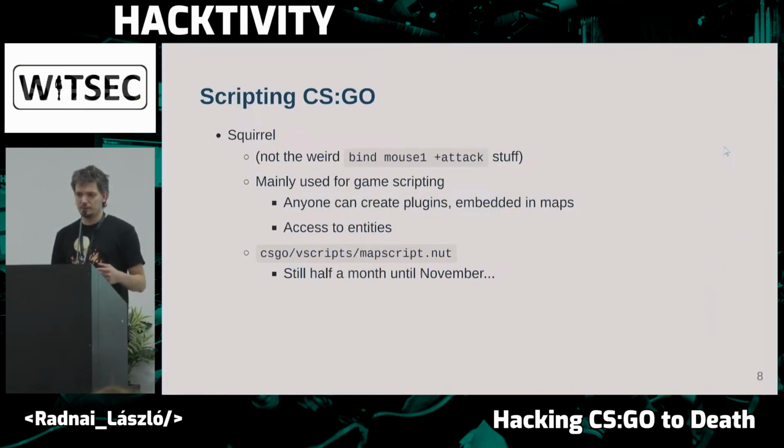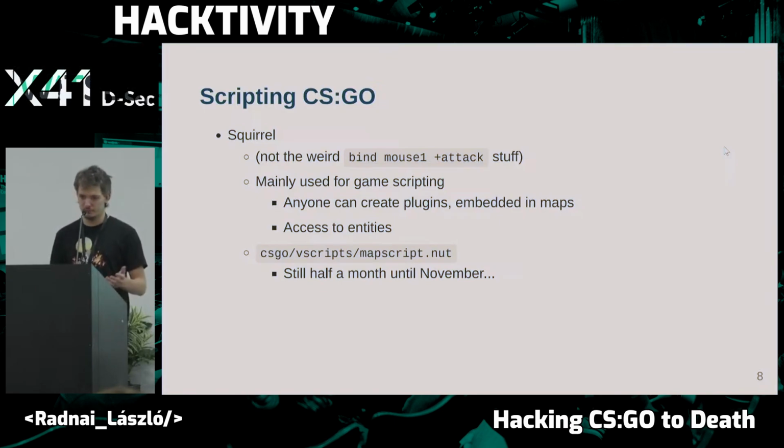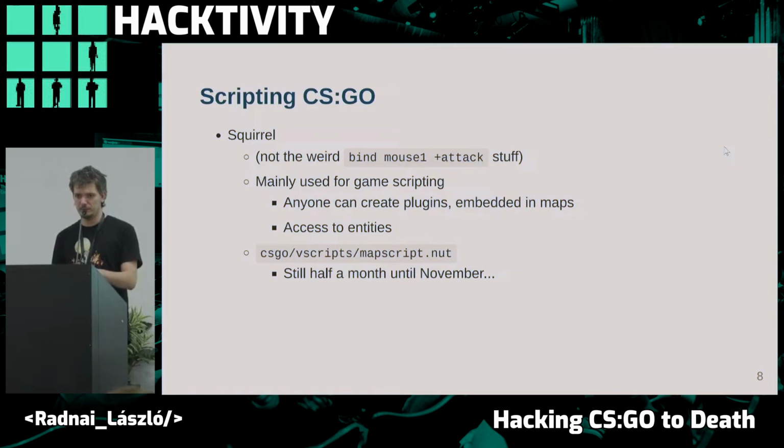Now, Squirrel is a scripting engine for creating complex game logic, not part of the original CSGO game. And anyone can create plugins and embed them in maps. You just have to put this file into a specific path. For testing, you can also just put it on the matching path. You can create a mapscript.net, and it gets automatically executed for any map you host, or you can embed it in a map, and anyone who hosts this map is running this script.